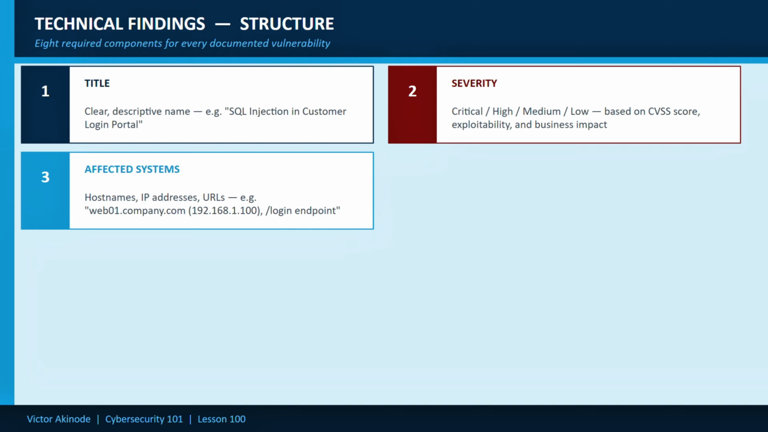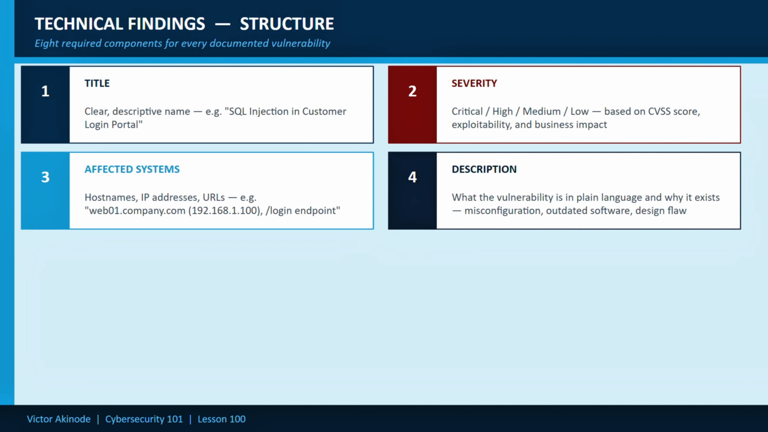Example includes web01.company.com at 192.168.1.100. Or if it is an endpoint, you can add /login endpoint. Just make it as simple as that. Number 4 is description. And here you explain what the vulnerability is in plain language. You explain why it exists, whether it's a misconfiguration, outdated software, or design flaw. An example of this is the login form does not properly validate user input, and this allows attackers to inject malicious database commands. Very simple and clear.